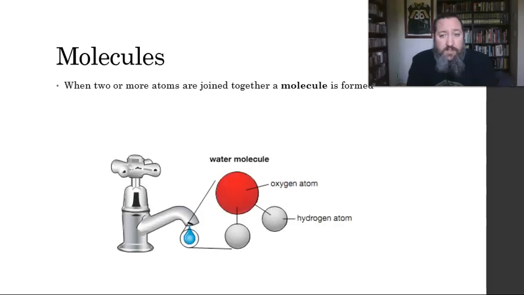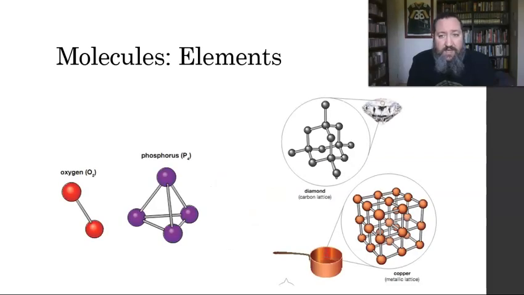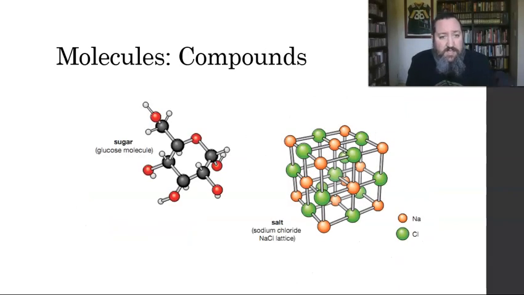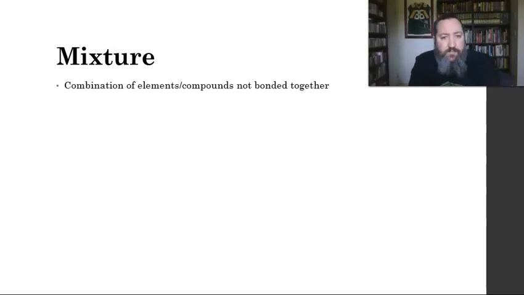So molecules, once again, are 2 or more atoms joined together. Some molecules are elements. You can see a few different ones here, oxygen, phosphorus. Some molecules are compounds. A couple of different examples there for you to look at. And then we also have mixtures.